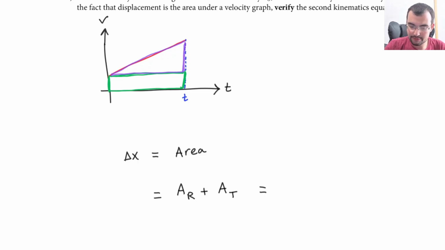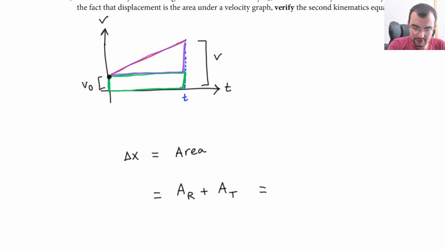So we need to start filling out some dimensions here. The height of the rectangle is just going to be whatever this point is right here. Well, it's the y-intercept of our graph. So we know that this height is going to be the initial velocity, v0. I can do better than that. Let's just do this. And then we also know that this height is the velocity at the final time.